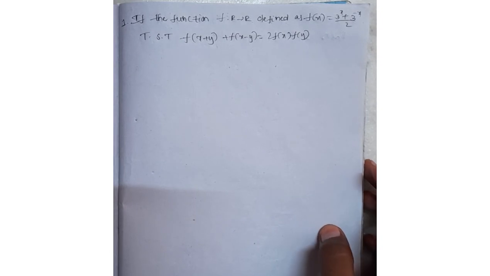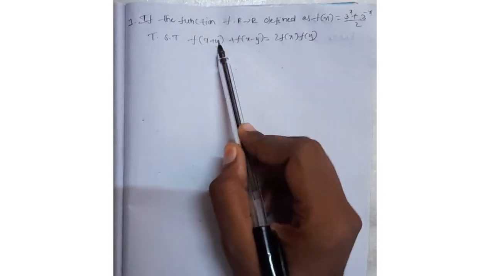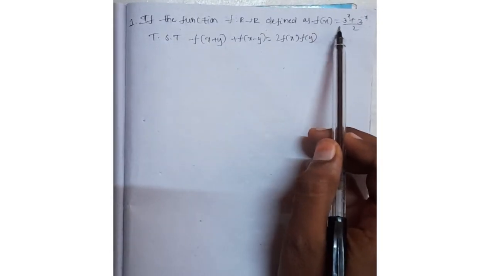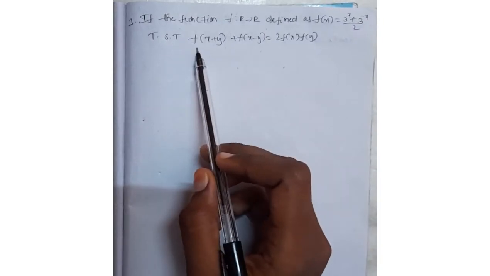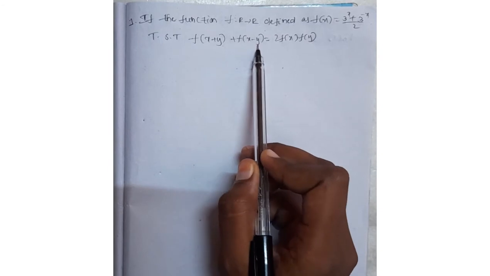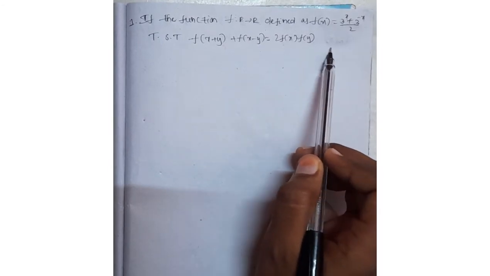Today we are going to discuss 8 mark questions in functions. So the first question is, if the function f maps R to R defined as f of x equals (3 to the power x plus 3 to the power minus x) by 2, then show that f of x plus y plus f of x minus y equals 2f of x into f of y.